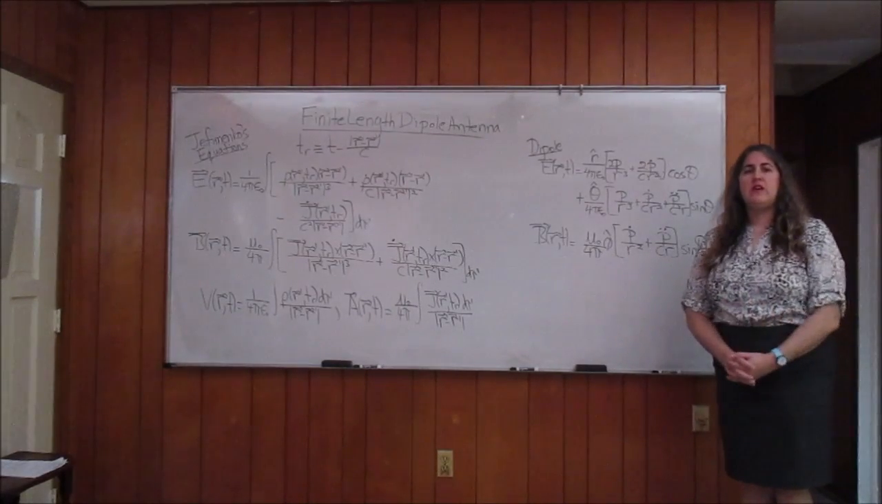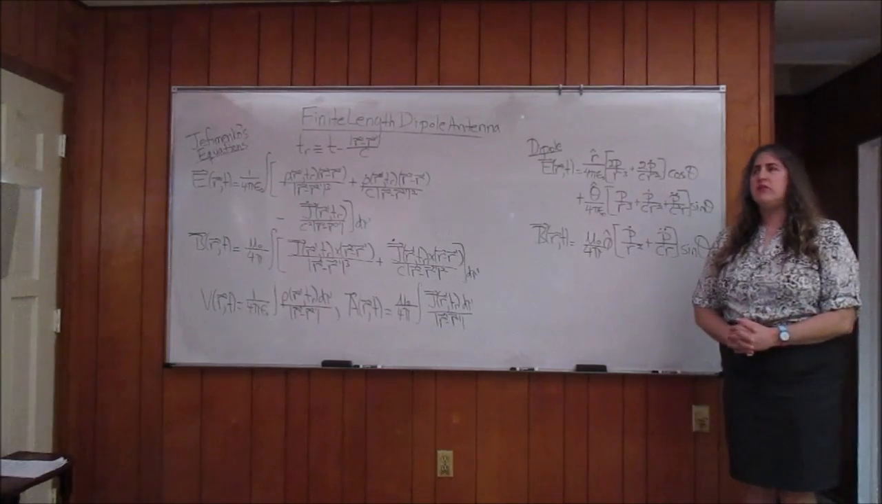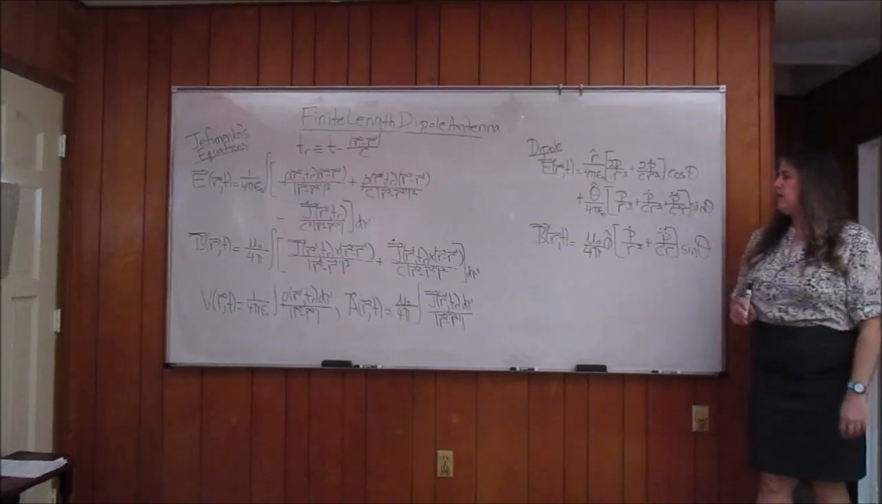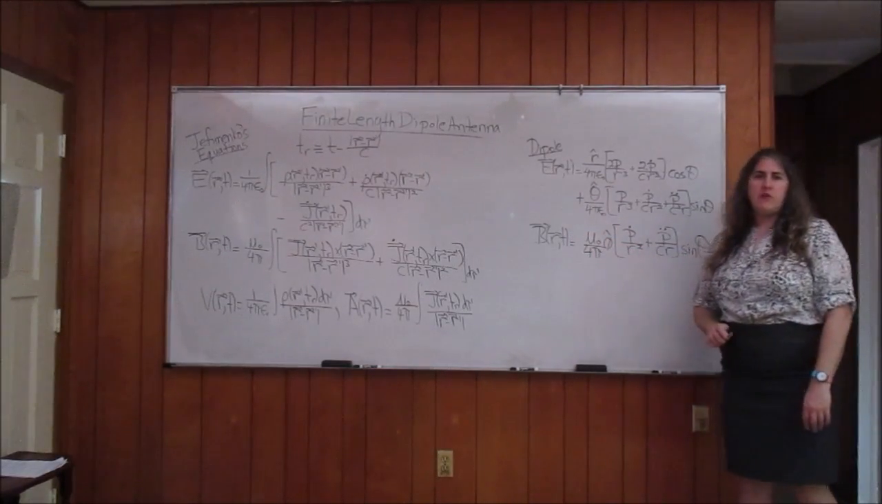Part of the BocaPhysics series on electromagnetism. In today's lecture, I'm going to discuss the finite length dipole antenna. Last time around, we worked out the fields for the dipole antenna, the complete fields. And then the lecture before that, we worked out Jefimenko's equations.